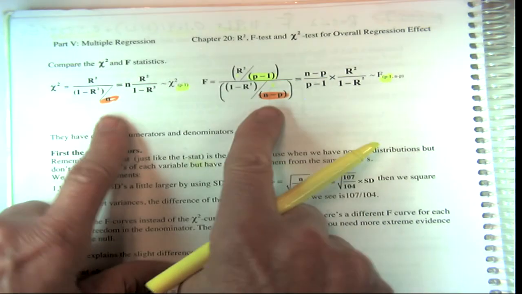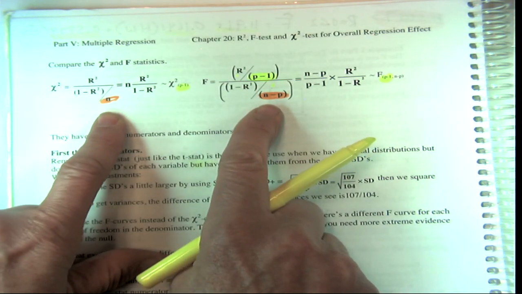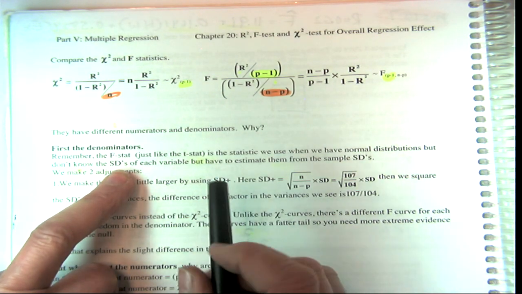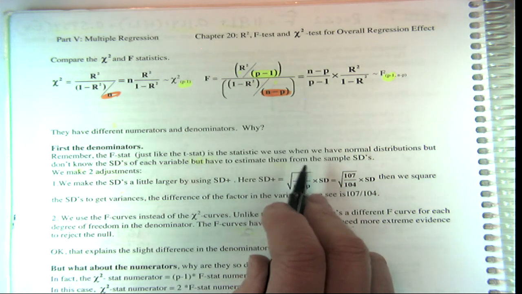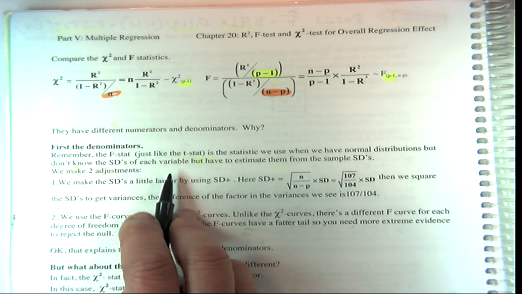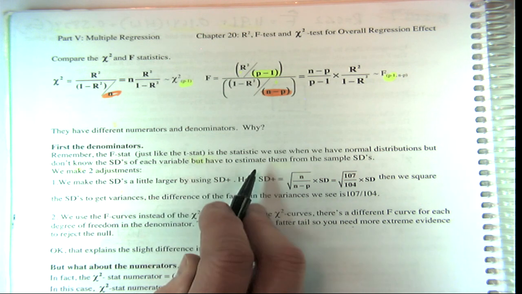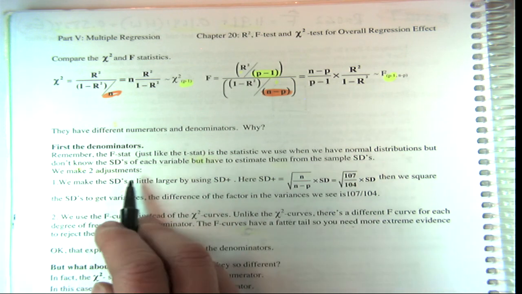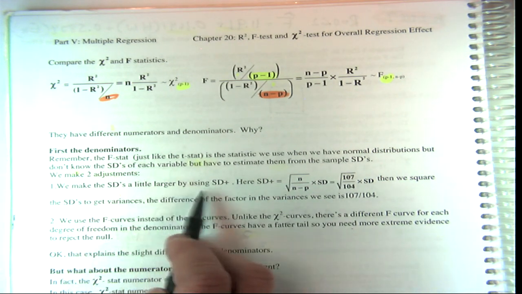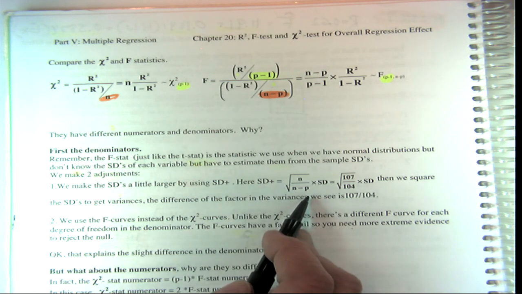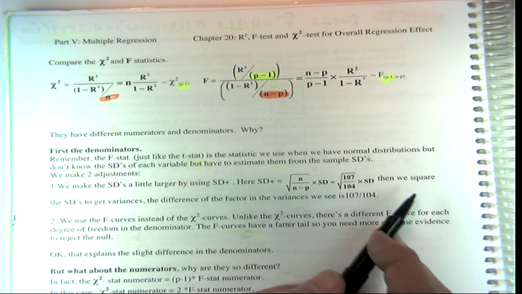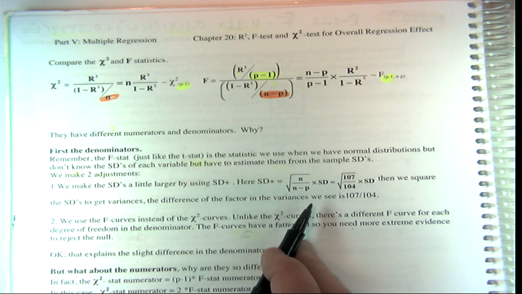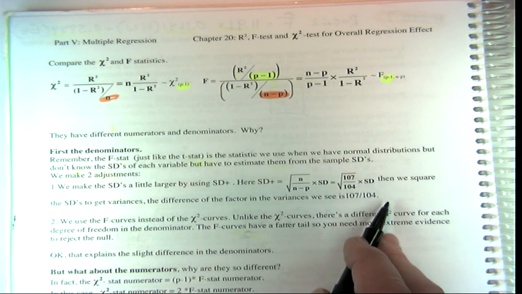Why? The denominator is easy to explain. It's analogous to the z and the t. Remember, the F stat, just like the t-stat, is the statistic we use when we have normal distributions but don't know the standard deviation of each variable but have to estimate them from the sample SDs. So we make two adjustments. We make SDs a little bit larger, right? We've done this before. And then we square them to get the variances. So the difference of the factor and the variances is 107 over 104.